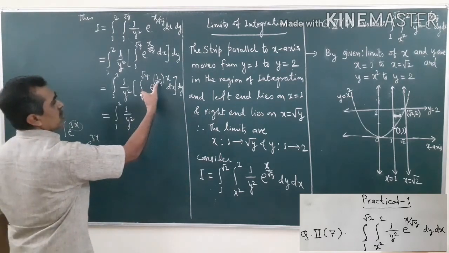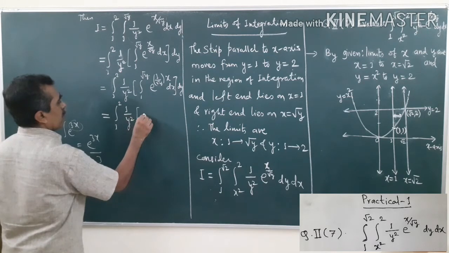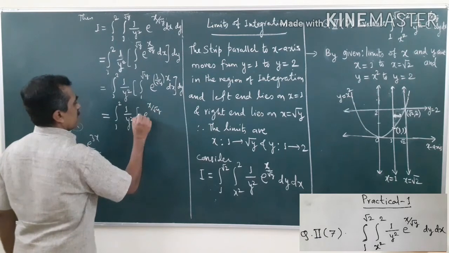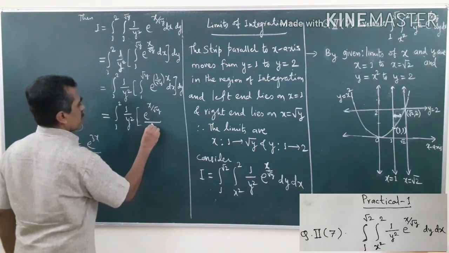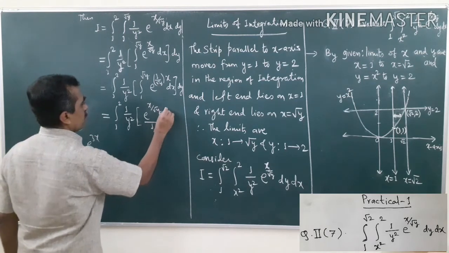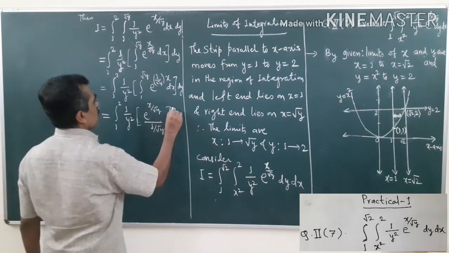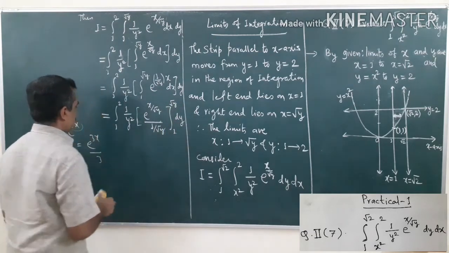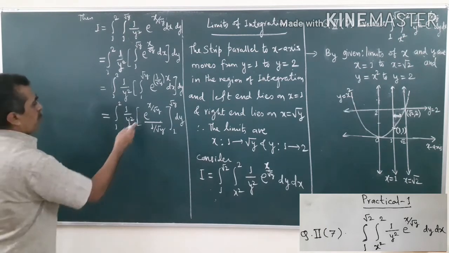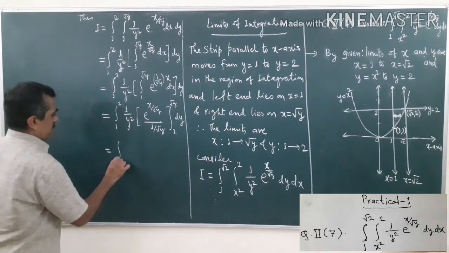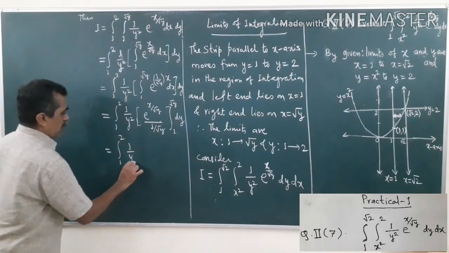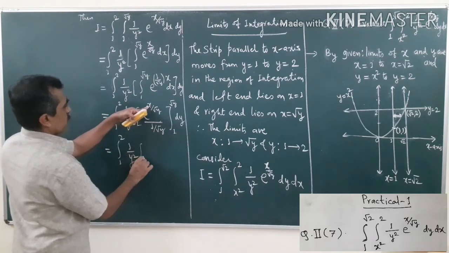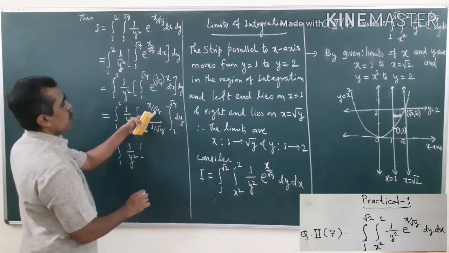Just as here, this is a constant with respect to x. So, the integral will be e raised to x upon root y divided by the constant, that is 1 upon root y, from 1 to root y, and this with respect to y. Now, put the upper limit and lower limit. So, this is integral 1 to 2 1 upon y square. Now, for root y, put the upper limit.